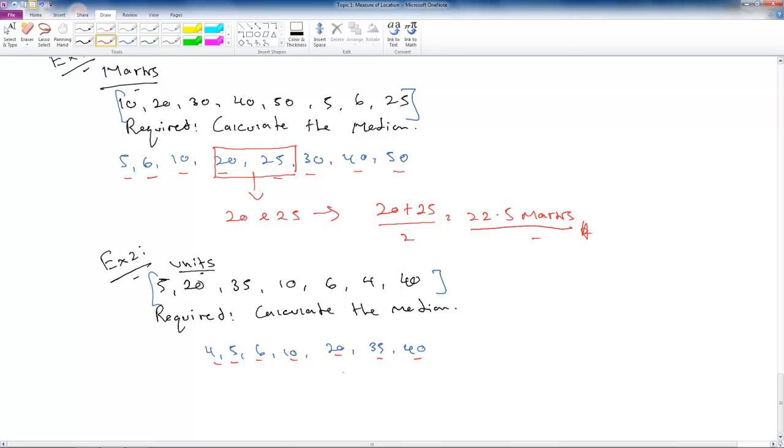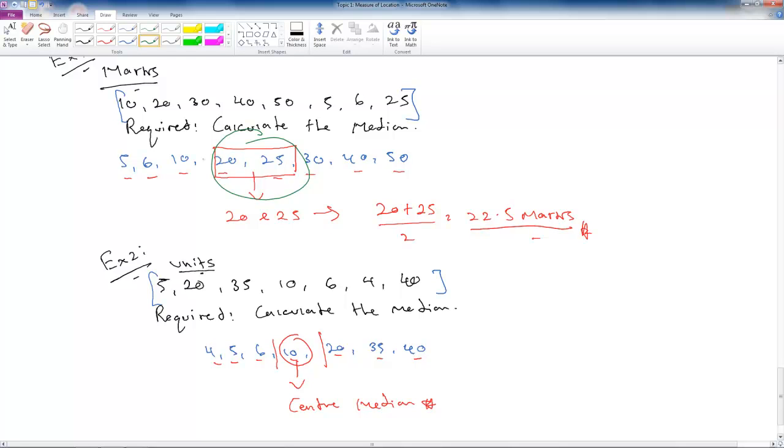So the center value is going to be 10. Yeah, so this is the center value, so that will be our median. That's it. So 10 will be the answer. So you only do this simple calculation, like in example one. If you have two values in the center, you take both, while if you have one value, that will be the median.